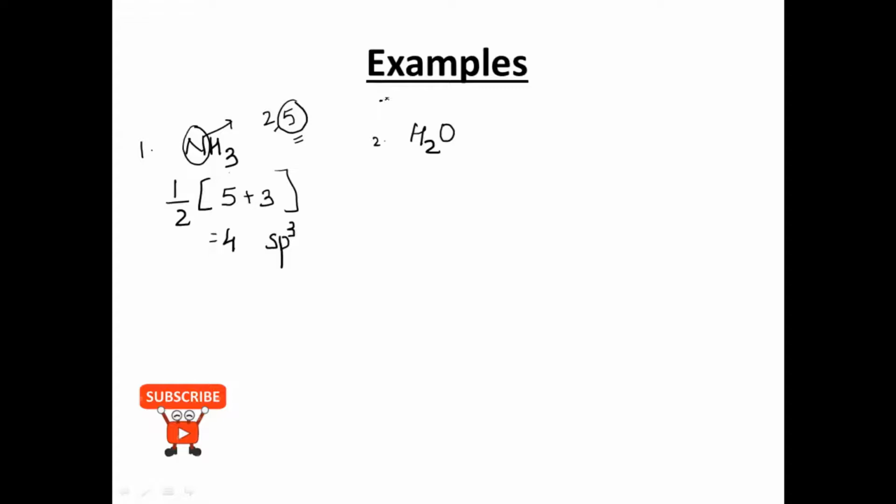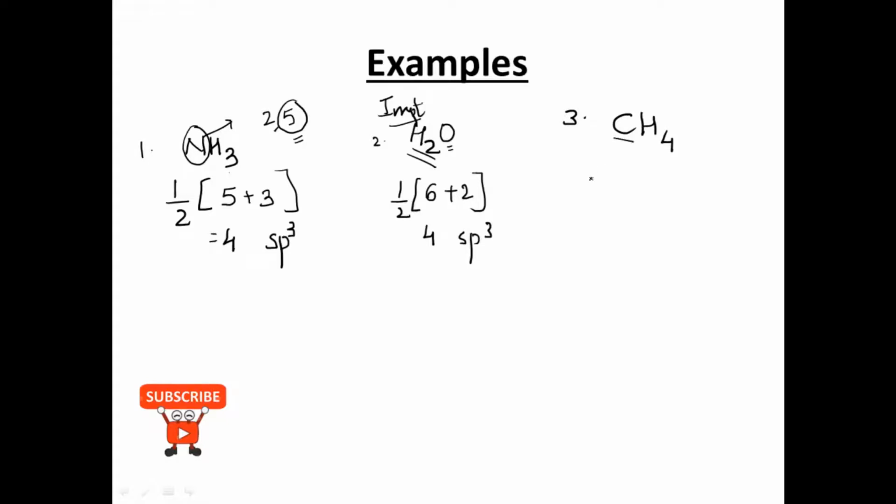H2O, a very interesting and an important example. Here the central atom is, what is the central atom? O, because 2 atoms of hydrogen are attached. So half. Oxygen atomic number is 8. So the configuration of oxygen will be 2, 6. So 6 valence electrons plus how many monovalent attached? 2. No charge. 8 by 2, 4. Hybridization is sp3.